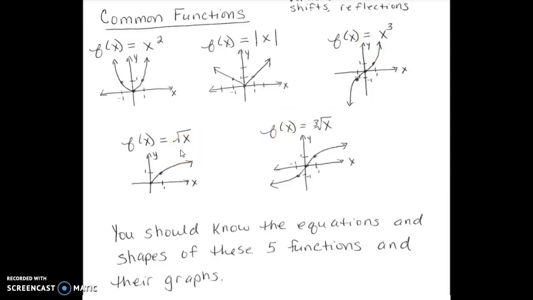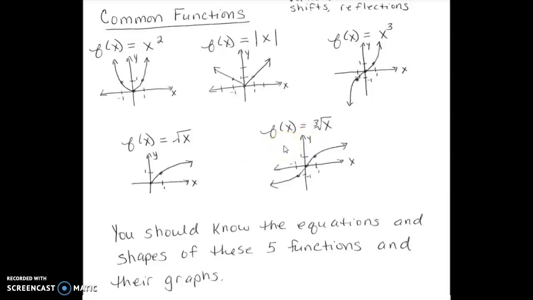The next common function is f of x equals the square root of x. This one goes through the points 0, 0, and 1, 1, and it starts at the origin and then curves upward, but is what we would call concave down. So it's increasing but very slowly, as opposed to x squared, which increases very quickly. So this is the shape for f of x equals square root of x.